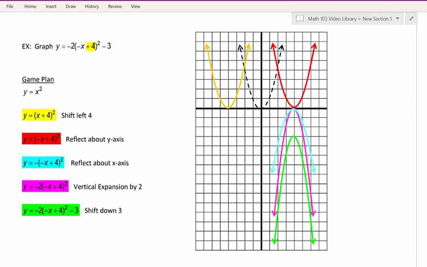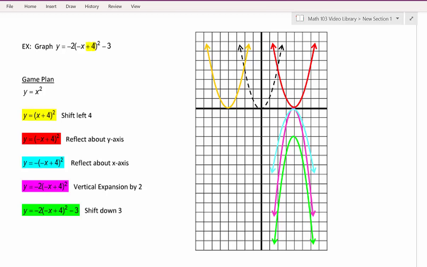What I'm doing here on the side as I'm listing out my plan is we're always building off the last equation we were working on. So I had my parent function y equals x squared, and now I'm building off of that and I'm adding the plus 4 on the inside and denoting that that means shift it to the left 4.